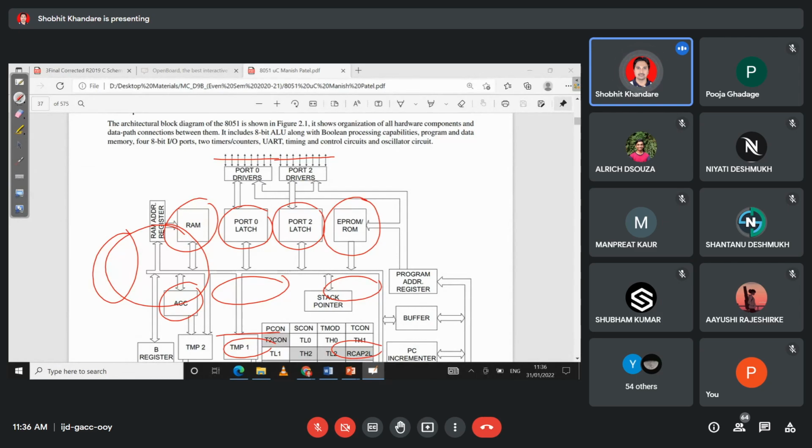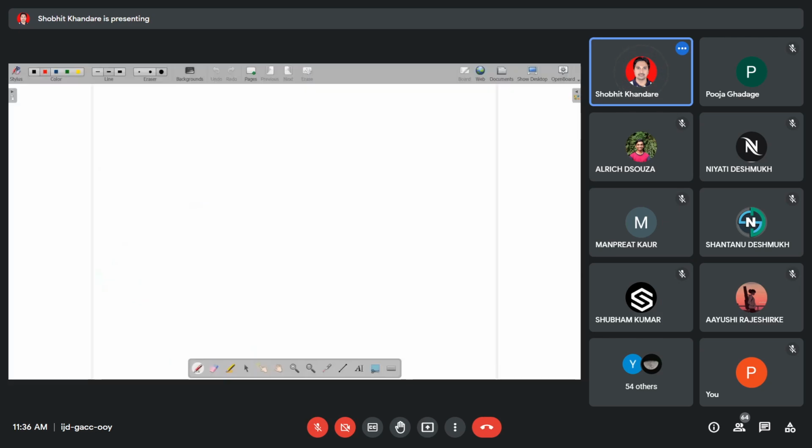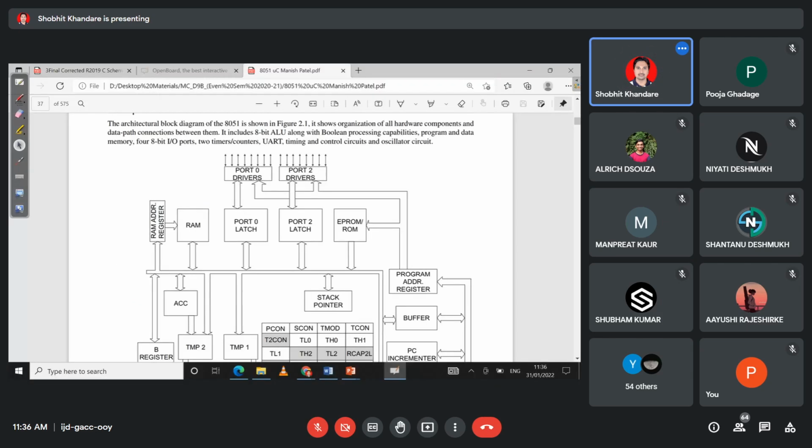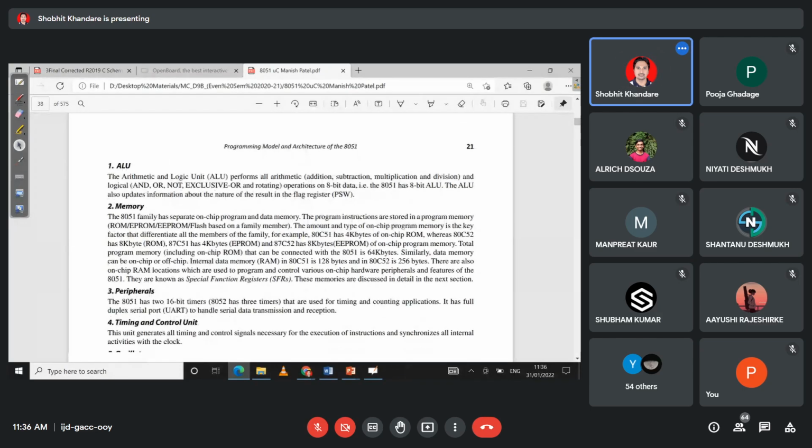When we study further topics, at that time I will be able to explain this in a proper manner. So presently I am not going to explain this in detail. We will study it later. So now I can proceed further.